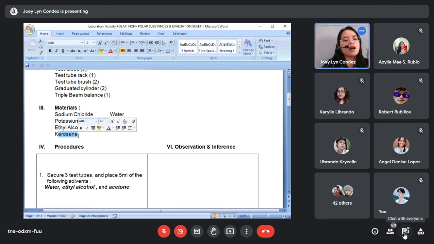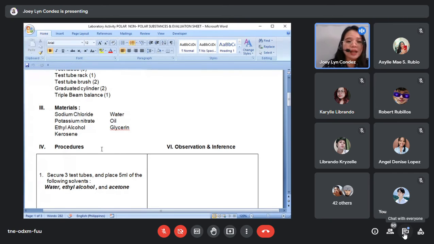So this is commonly used as a fuel, in a lamp or a lantern. So a fuel in cooking. So we use kerosene. And then water, you can get water from the CR since we do not have water in the laboratory. Glycerin or glycerol, this is another form of alcohol, but this is a sweet alcohol. So please do not taste any of these substances.